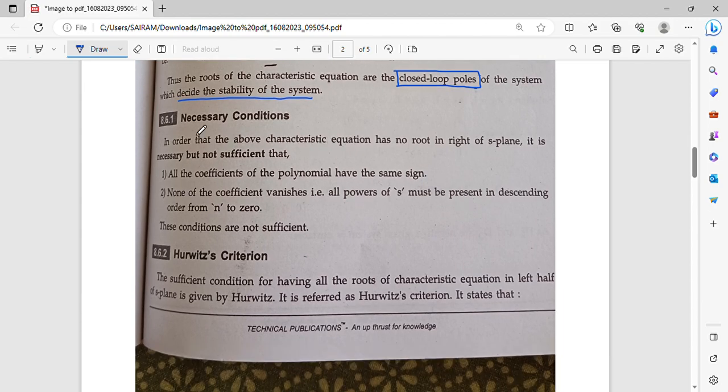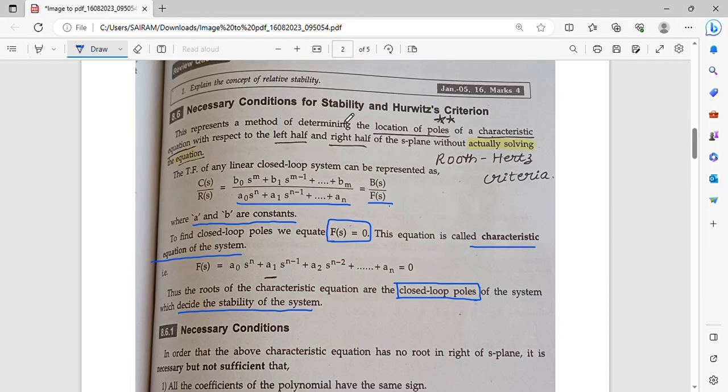Now necessary conditions. So what do the necessary conditions say? Necessary conditions for what? Necessary conditions for the stability of the system, that is the stability necessary conditions. Now we learn with respect to Hurwitz's criterion. How does that work? What is Hurwitz's criterion? Hurwitz's criterion is nothing but you're going to find out the number of poles of the characteristic equation with respect to the left and right half of the plane without actually solving the equation.